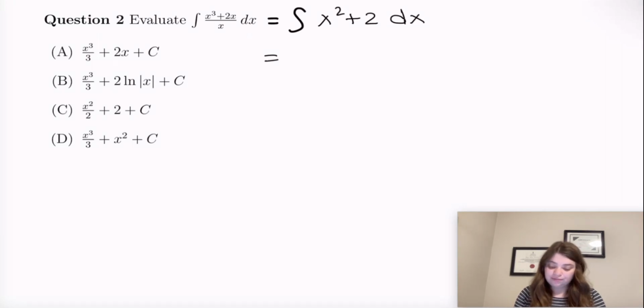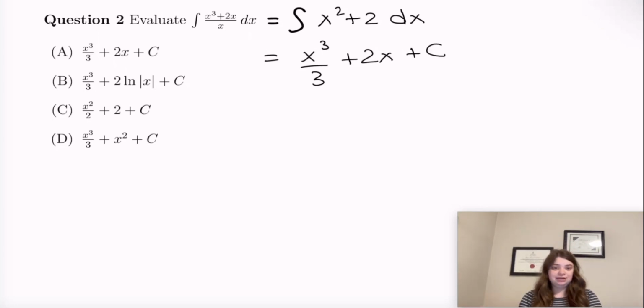So what's the indefinite integral, or the antiderivative, I should say, of x squared? Well, that would be x cubed over 3. And then what's the antiderivative of 2? Well, that'd be 2x. And then because we want the family of all the antiderivatives that are possible, we're going to do plus c, because there could be some constant here that was differentiated into nothing, since the derivative of all constants is nothing. And so my answer is answer A.